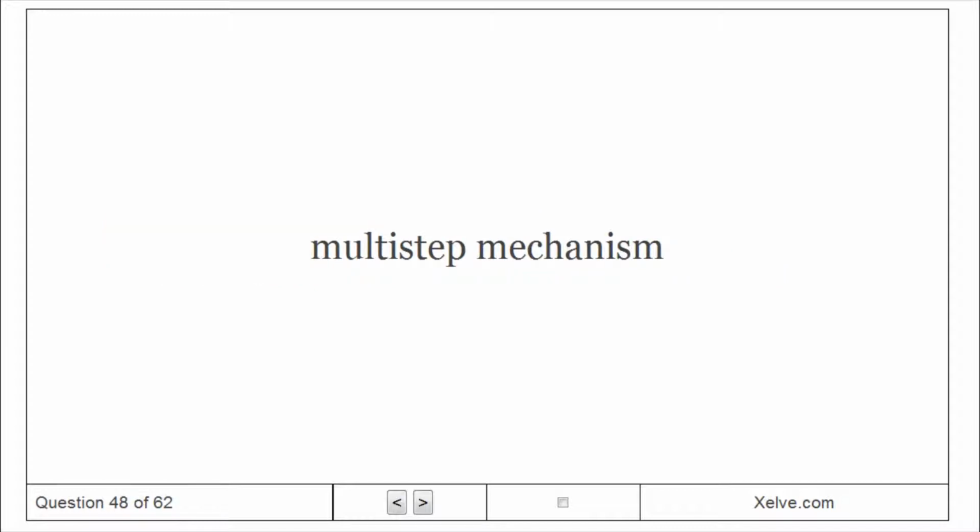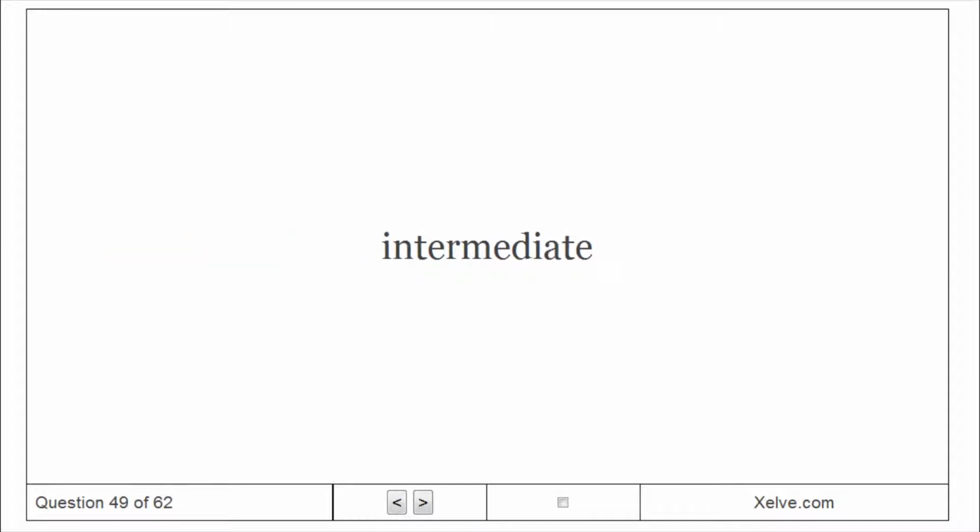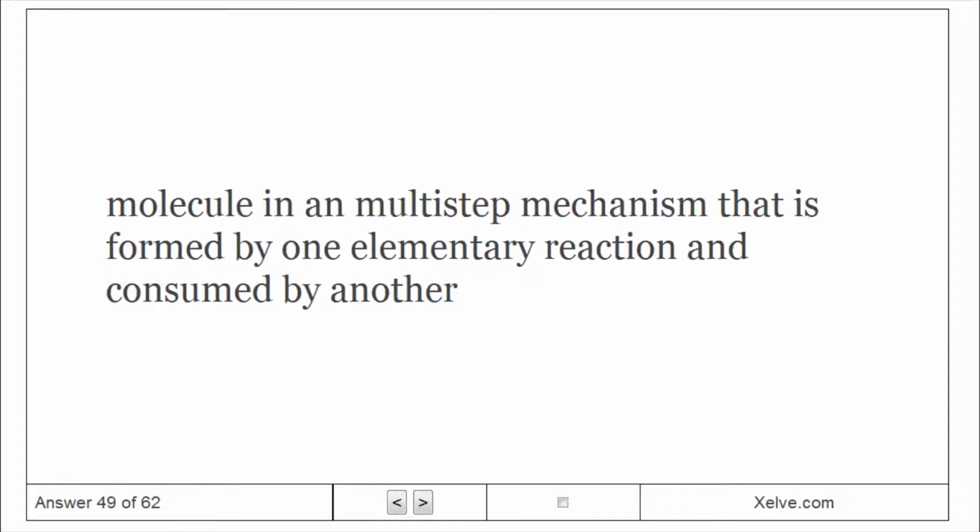Multistep mechanism. Consists of a sequence of elementary reactions. Intermediate. Molecule in a multi-step mechanism that is formed by one elementary reaction and consumed by another.